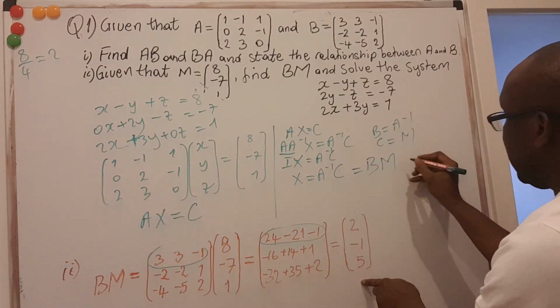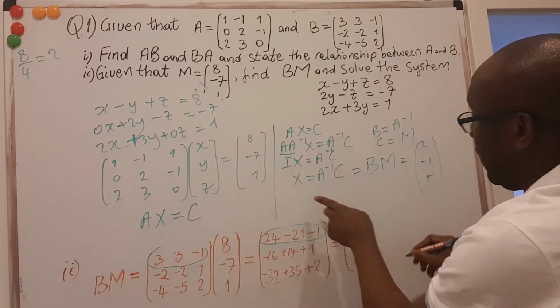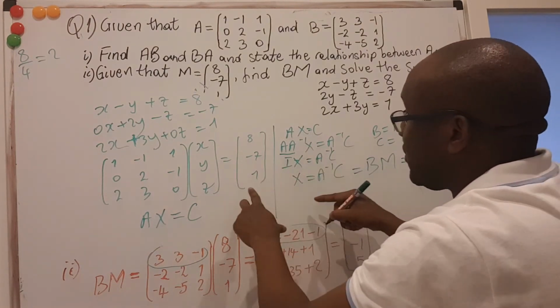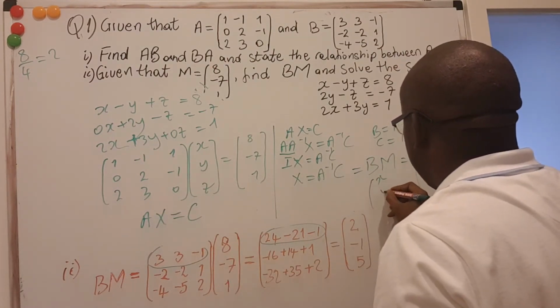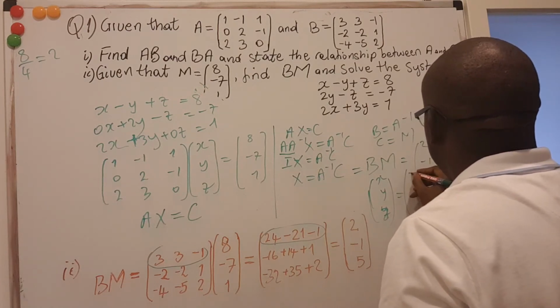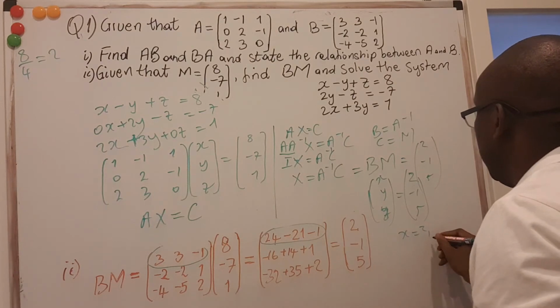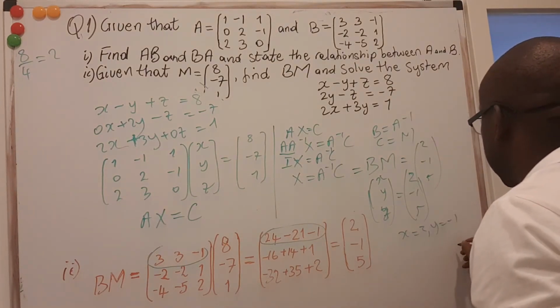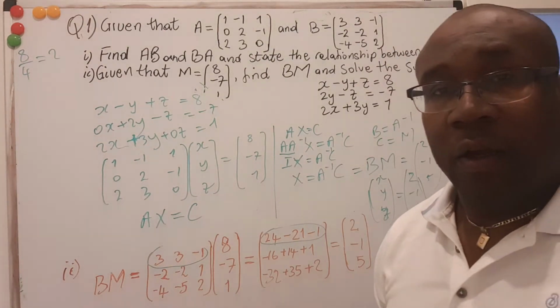So my answers are just 2, minus 1, 5. For the x's, remember this x is a big X matrix, which is small x, y, and z. So my small x, y, z is equal to 2, minus 1, 5. So this simply means x is equal to 2, y is equal to minus 1, and z is equal to 5. Hope you understood it.